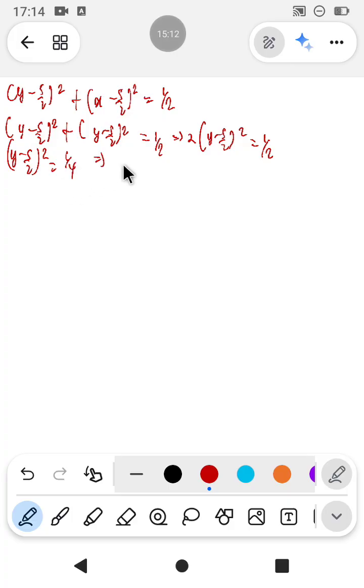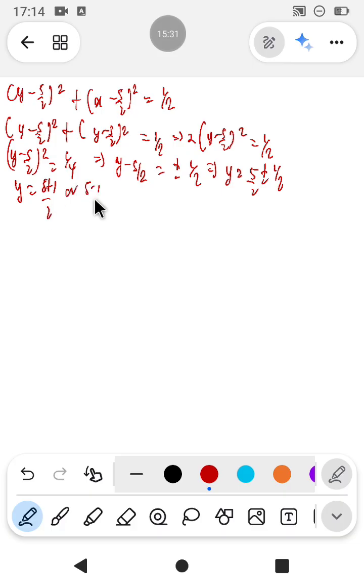Then you take the square root of both sides. We have y minus 5/2 equals plus or minus 1/2. You know, the square root of 1 is 1, the square root of 4 is 2. And don't forget you put your plus or minus. So this means y is equal to 5/2 plus or minus 1/2. So y is equal to (5 plus 1)/2 or (5 minus 1)/2. This implies 6/2 or 4/2, so y equals 3 or y equals 4.